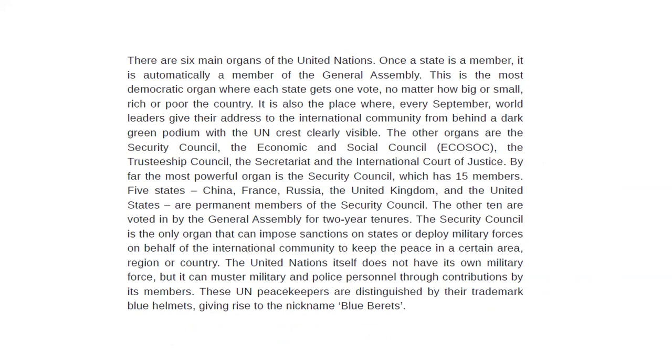There are six main organs of the United Nations. Once a state is a member, it is automatically, don't forget that, automatically a member of the General Assembly. This is the most democratic organ, in which each state gets one vote, no matter how big or small, rich or poor the country. So let's say a big country like China, compared to a tiny country like El Salvador, they get the same amount of votes.